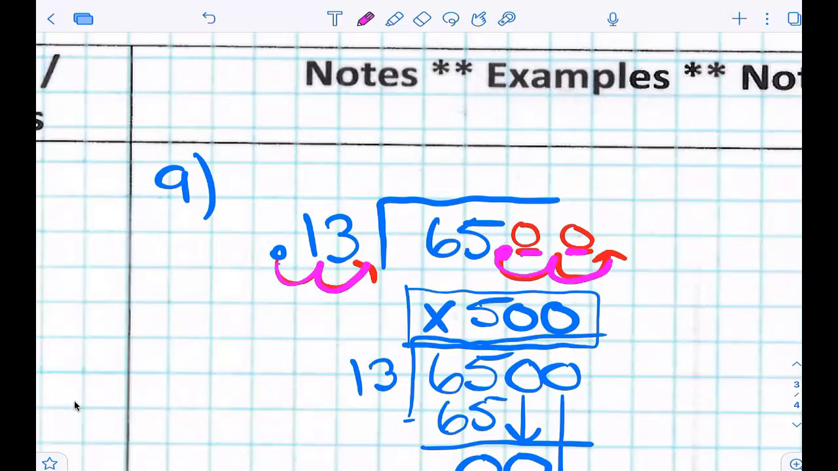Last question. Can you have a decimal in the dividend? Yes. You can have a decimal in the dividend, right? We've been doing that all year. You just can't have a decimal in the divisor. We cool with this?